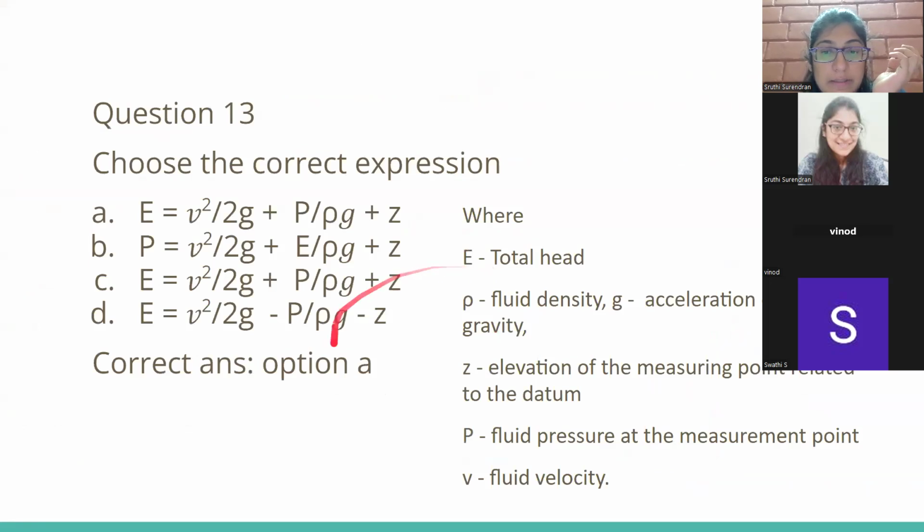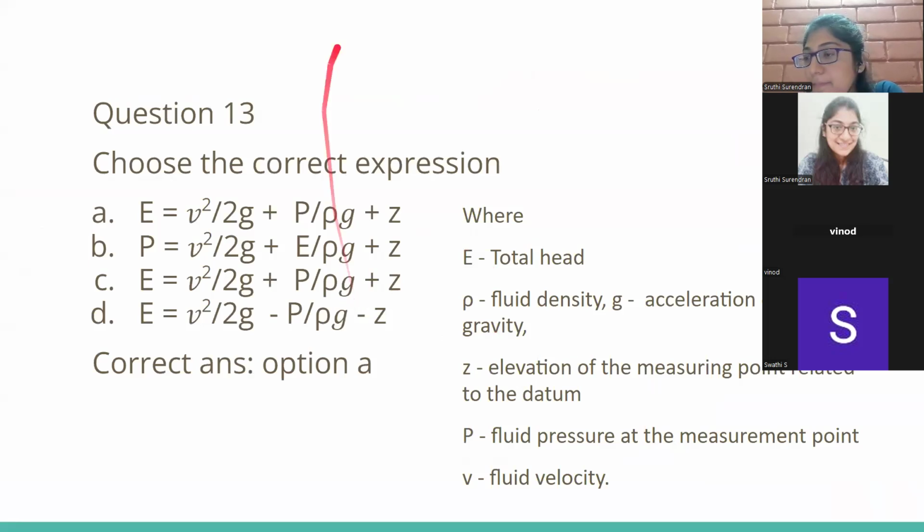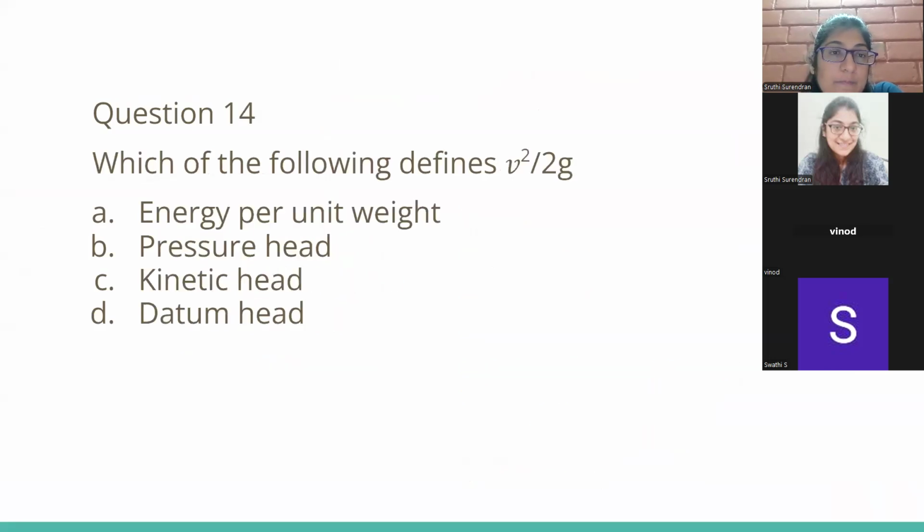So the correct answer is A. Here C is also giving the same option, so it can be either A or C. Moving on, which of the following defines V square by 2G?